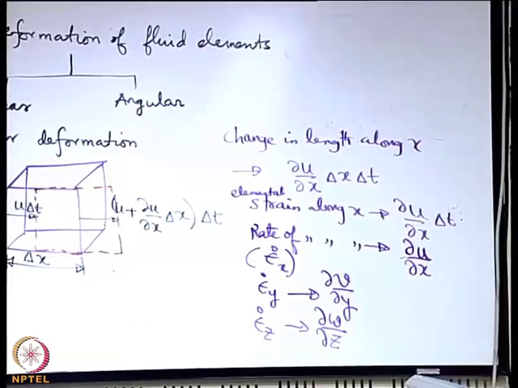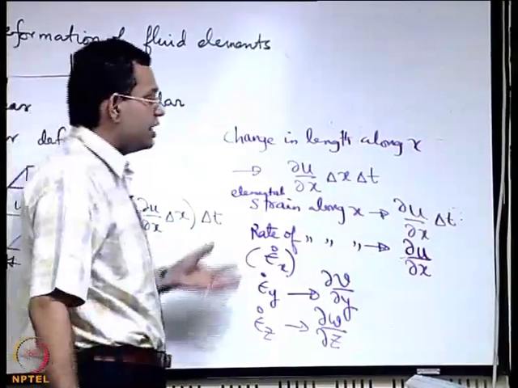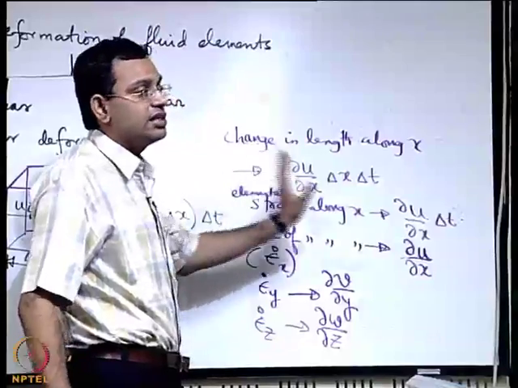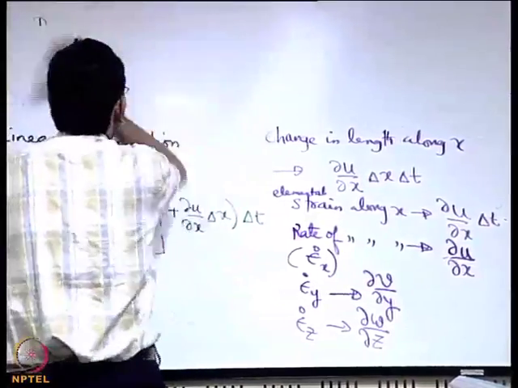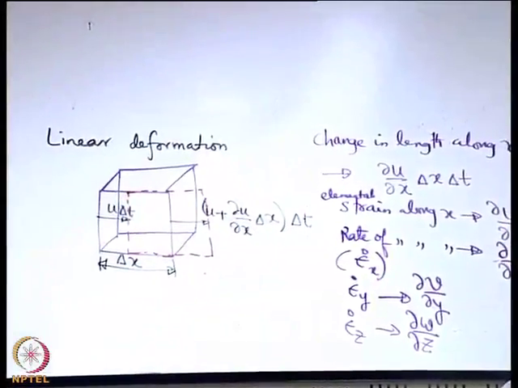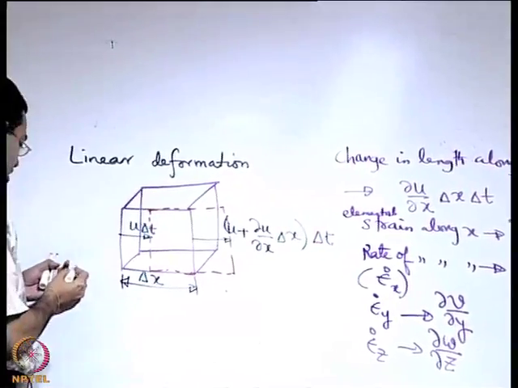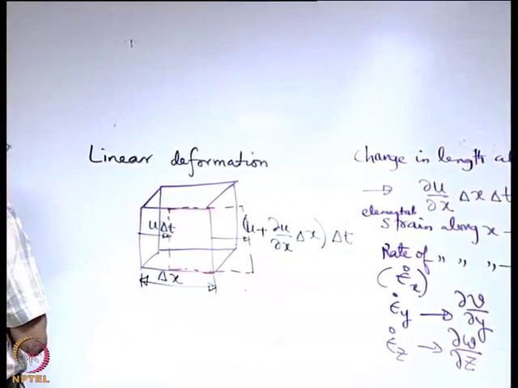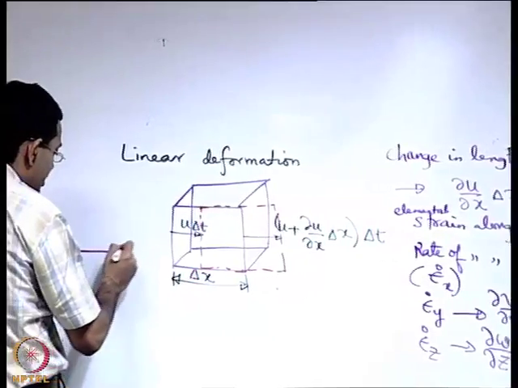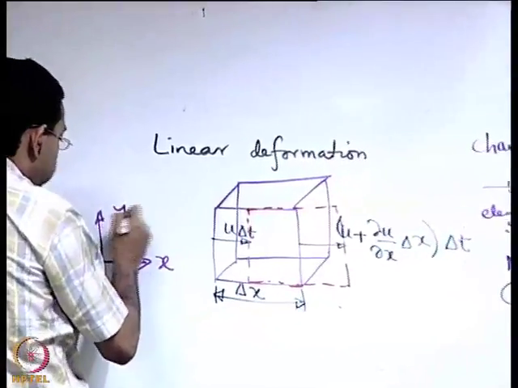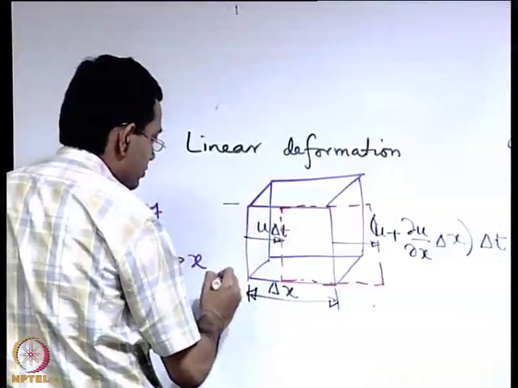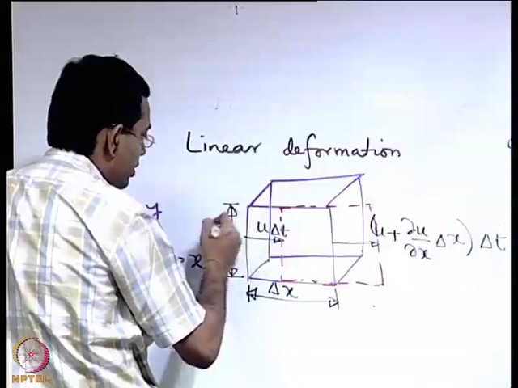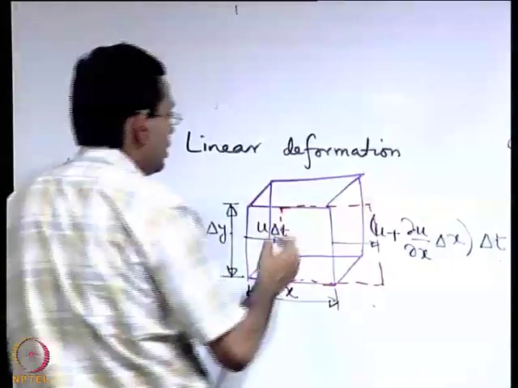Now we are interested not only in the rate of change in the linear dimension, but maybe the rate of change in the volume. So to understand the rate of change in the volume, let us say that we are having this fluid element which has dimensions along x, y, z as delta x, delta y, and delta z. So we set up coordinate axes as this is x, this is y, and this is z. So delta x, delta y, and delta z.